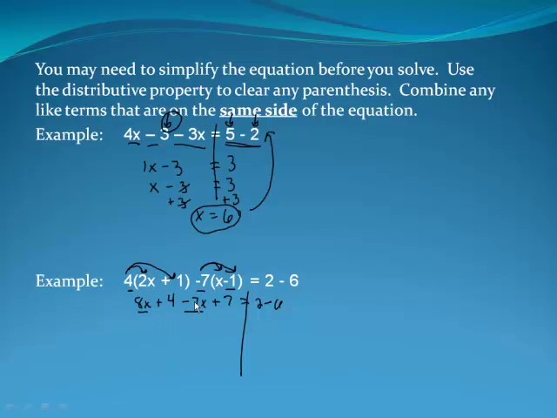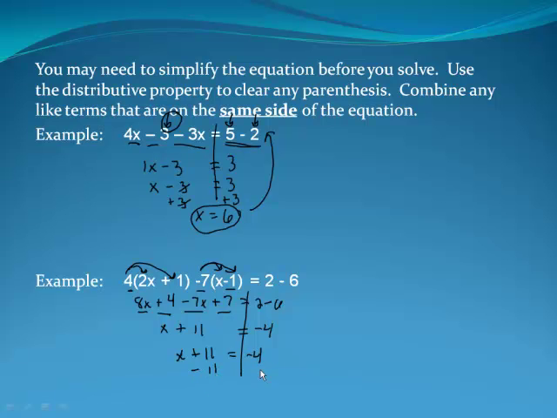So I've got a couple of like terms on my left-hand side. I've got 8x minus 7x is 1x. 1x is just the same as x. Okay? And my right-hand side, I've got plus 4 and plus 7, which is plus 11. And my right-hand side, do the math. 2 minus 6 on my right-hand side is negative 4. So now I've got x plus 11 is equal to negative 4.